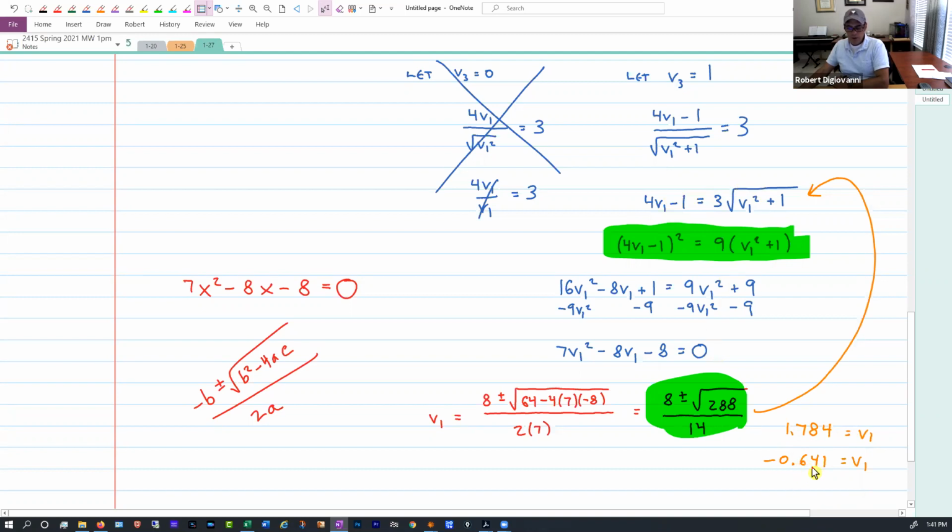This one doesn't work, because if you plug this in, this is a negative number. If I do 4 times a negative number, I get a negative number. I take away 1, I get negative. So if I plug this one in, I'm going to get a negative over here, but it's impossible to get a negative on the right side because there's no way to take the square root of something and get negative. So I can chunk this one.